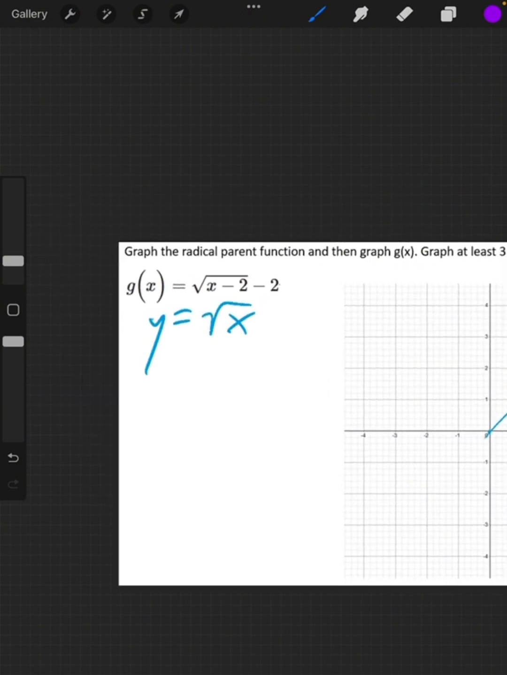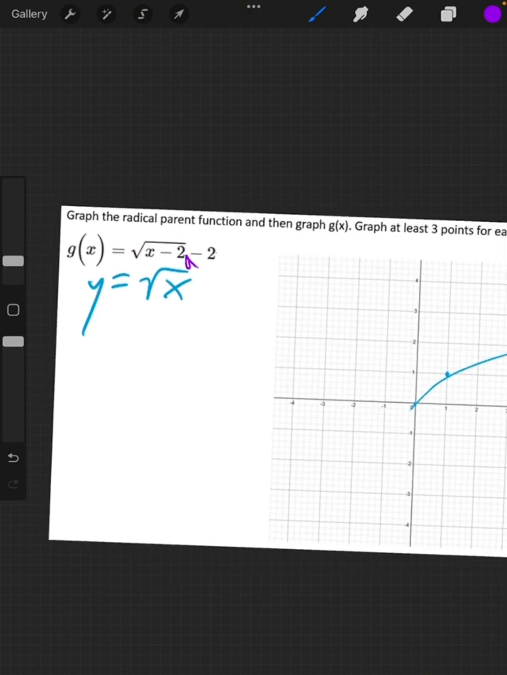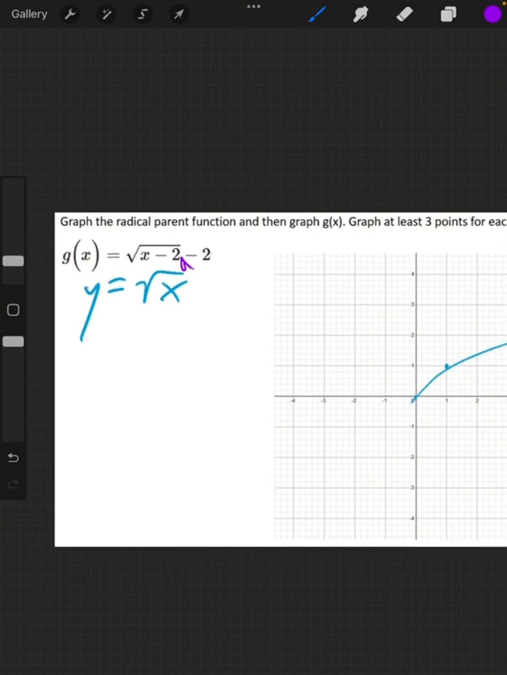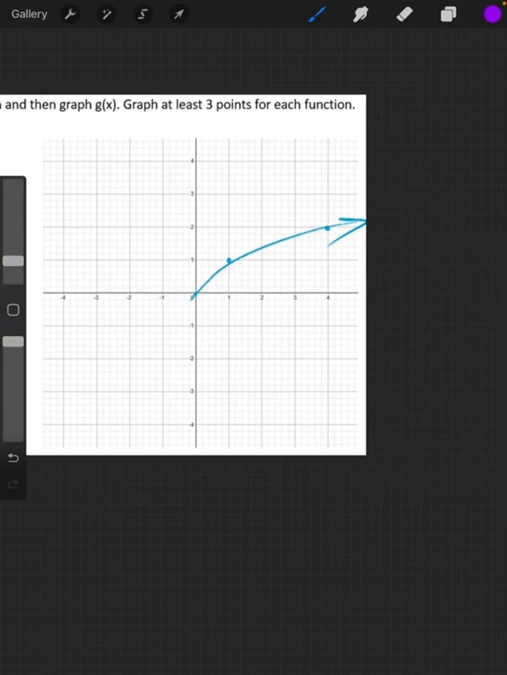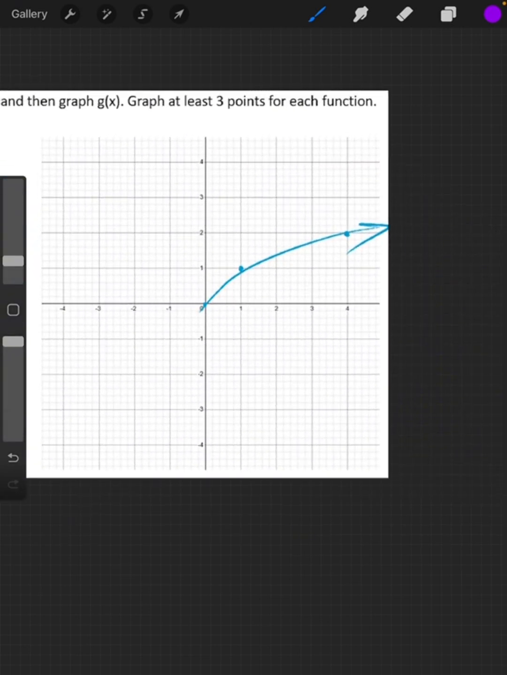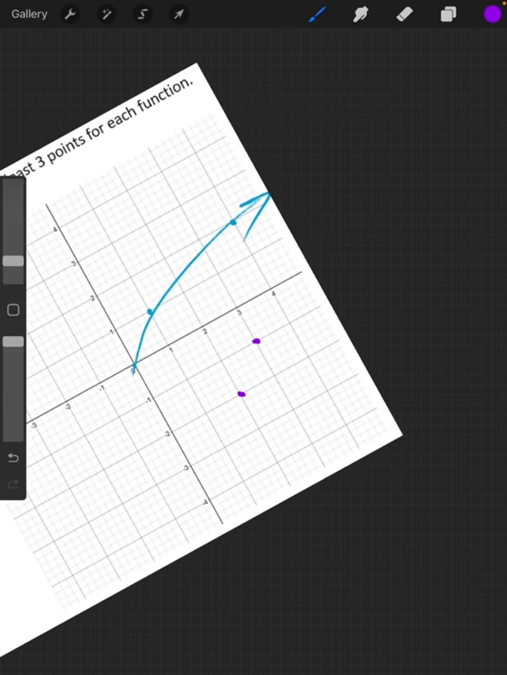So then the -2 inside will bring it right 2 units. And then the -2 right there would bring it down 2 units. So 1, 2, 1, 2. There's our 0. 1, 2, 1, 2. There's our next point. 1, 2. And that goes off the graph. 1, 2. And then that goes way off the graph.